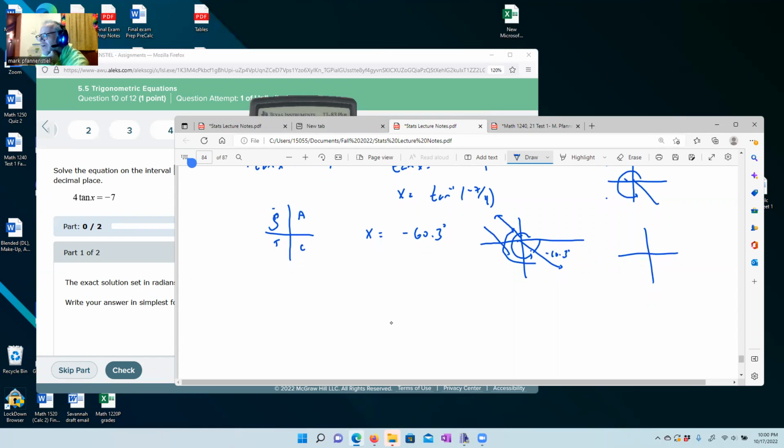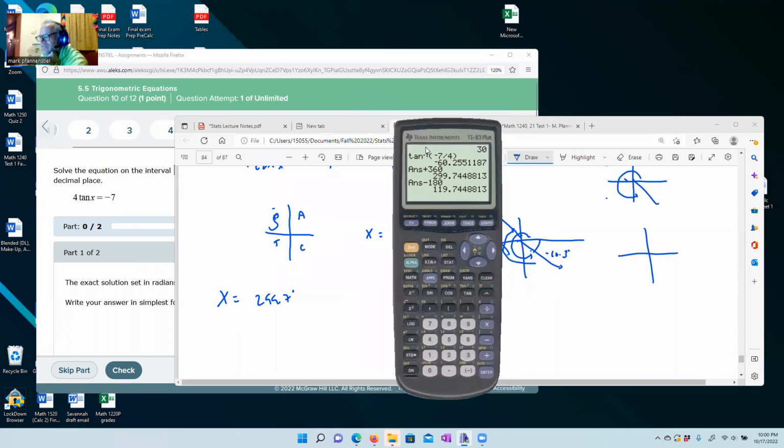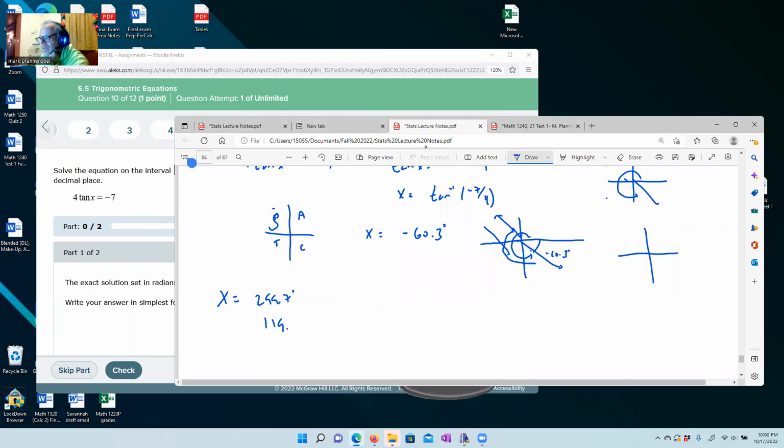So one answer we have is x equals 299.7 degrees, but I'm also going to subtract 180 from it, and that should give us something between 90 and 180. We have 119.7 degrees. That's here. We also have 299.7 degrees. That's there. These are the two angles that I would like to know.